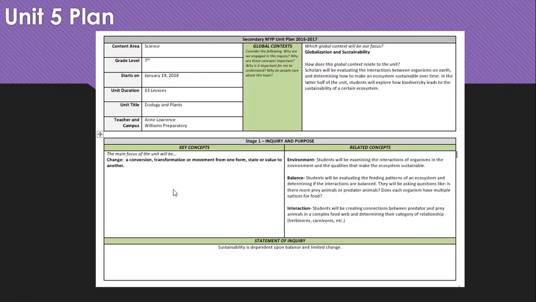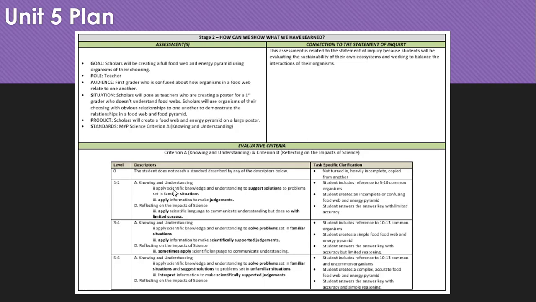So the Unit 5 plan looks like this. Our statement of inquiry is sustainability is dependent upon balance and limited change, which goes hand in hand with the project that we're going to do and some other activities in class.